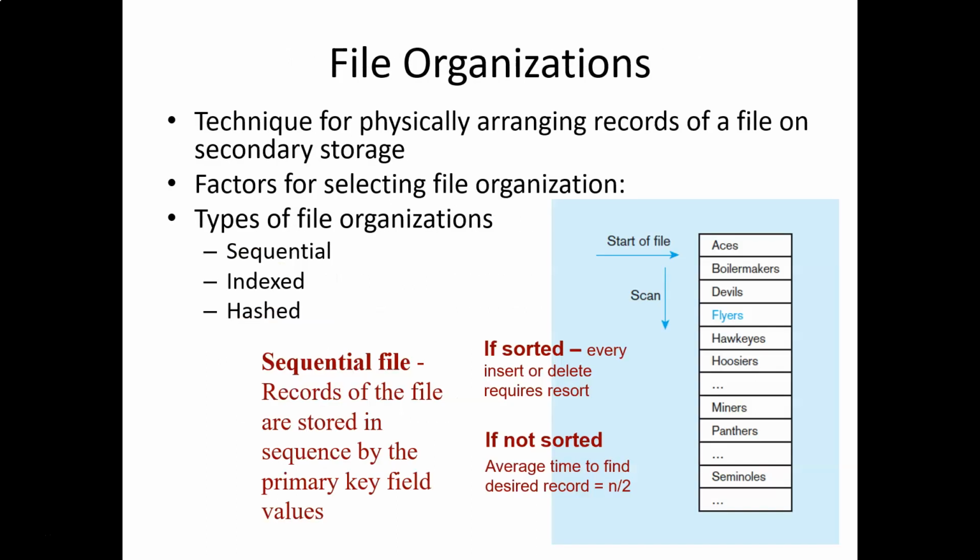The factors that you need to take into account for selecting file organizations are faster data retrieval, efficient storage, accommodating growth and security, and so on. And there are three types of file organizations: sequential, indexed, and hashed. This is an example of the sequential file organization. As you can see, everything is listed in alphabetic order.